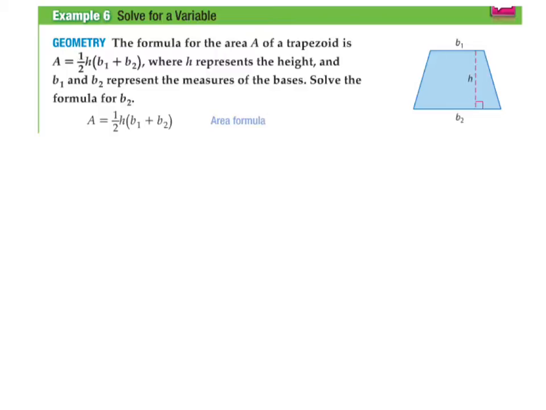Okay, so I think it's important to be able to identify what's being done to b2. So b2 is having b1 added to it, but that's inside the parentheses. So we're going to have to save that parentheses portion till later. And the parentheses portion is being multiplied by h and by 1/2. So we're going to need to undo each one of those things. So I'm going to rewrite this equation so that we can do some work on it. Okay, so A equals 1/2 h times b1 plus b2.